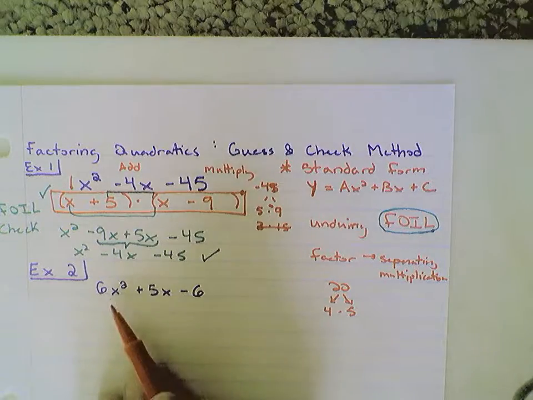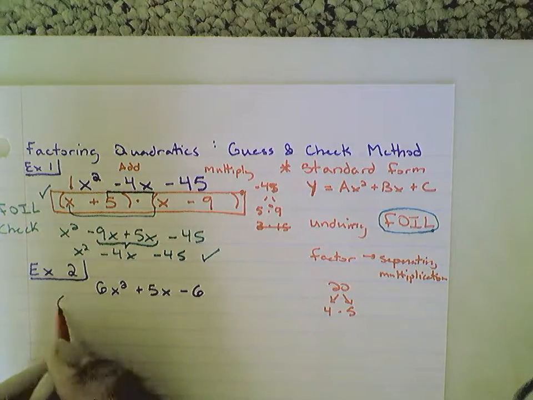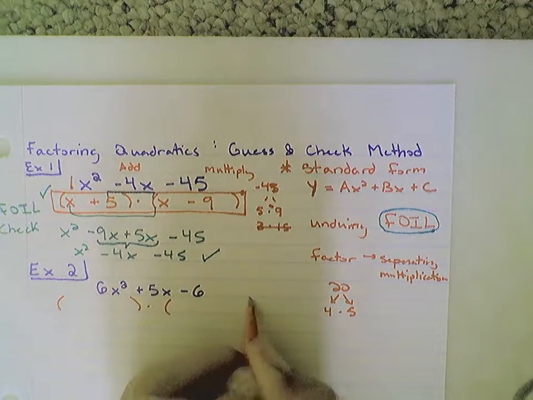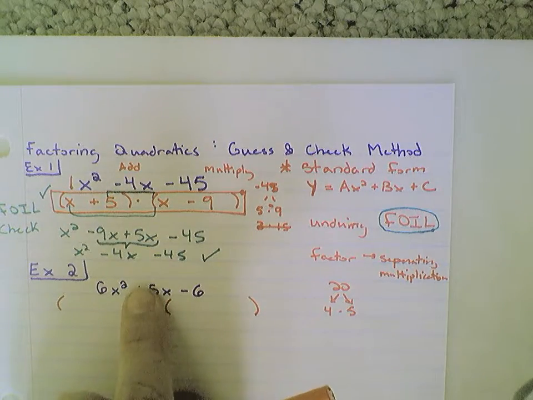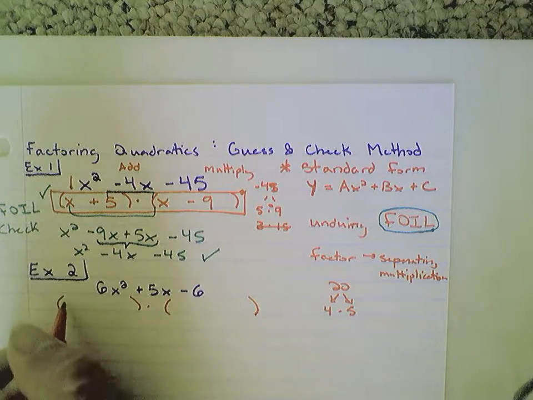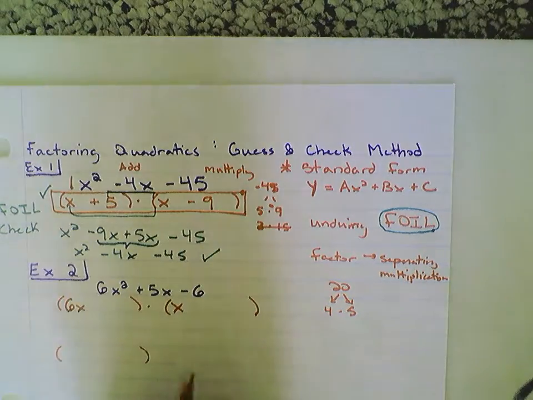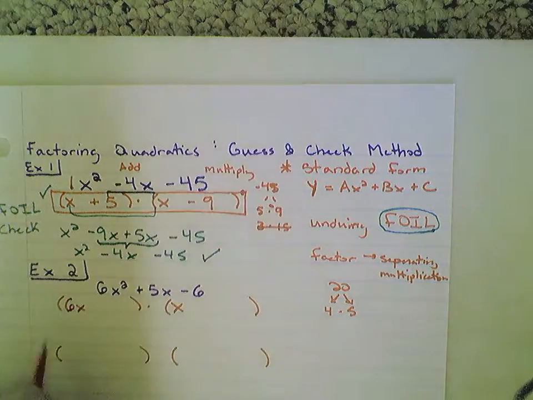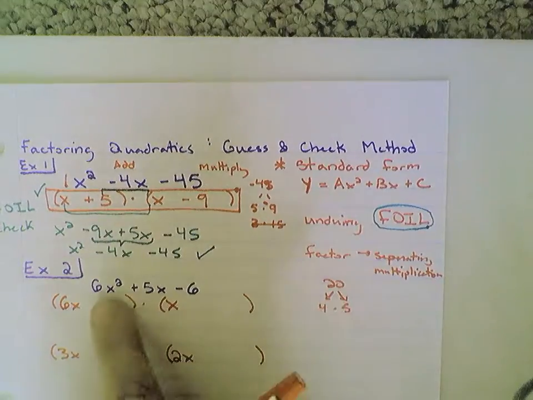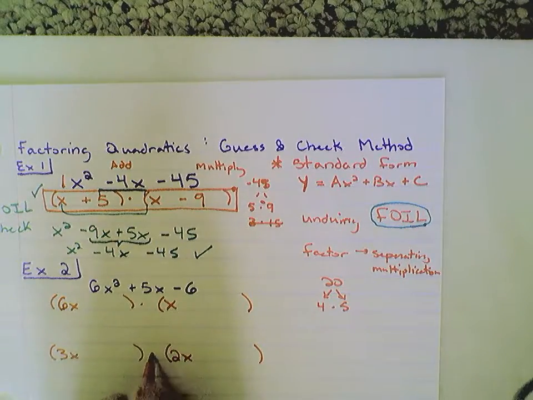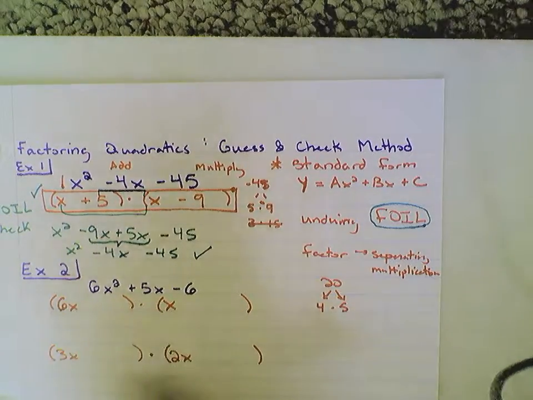So looking at this second example, I have 6x squared plus 5x minus 6. And when we use the guess and check method, essentially what we're doing is we're undoing FOIL. So we want to think about what times what will give me a 6x squared. Well, there's two different ways I can get 6x squared. I could have 6x times an x, or I could have 3x times 2x. Both of these situations will give me a 6x squared. So I kind of have to literally guess and then check which method will actually work the best.